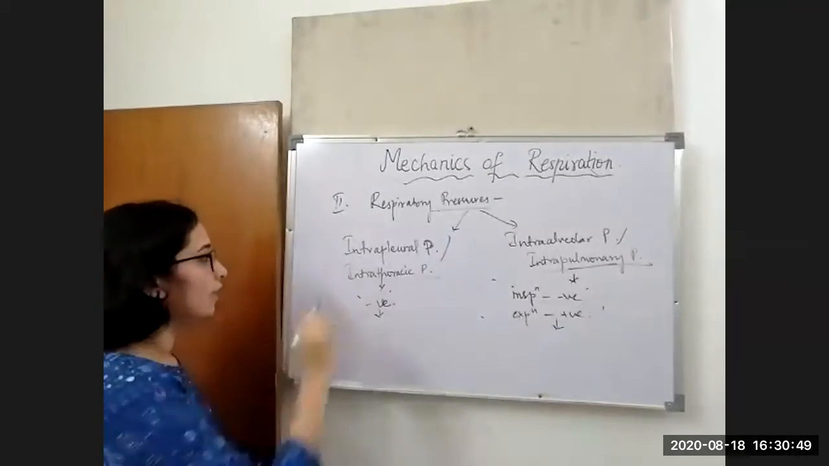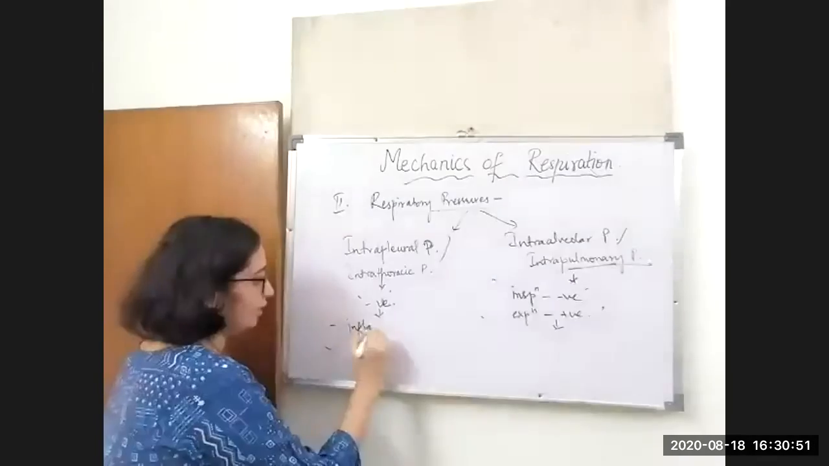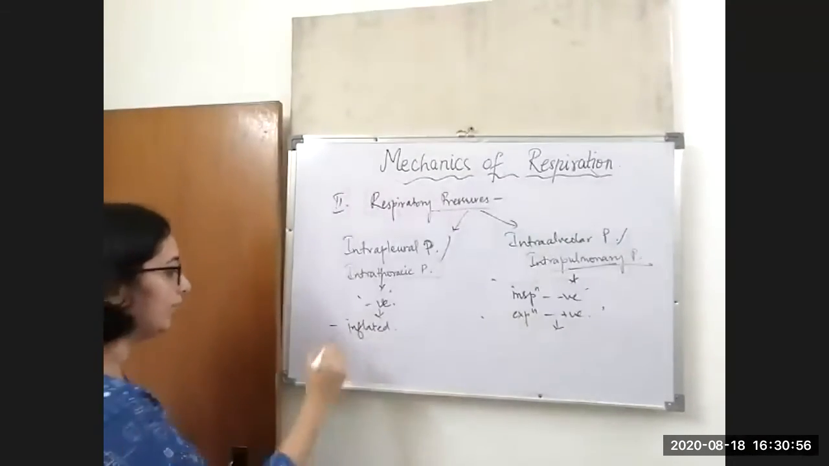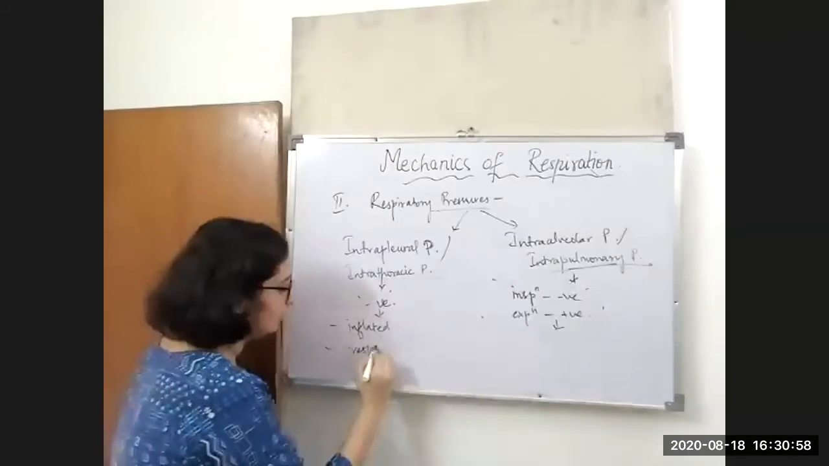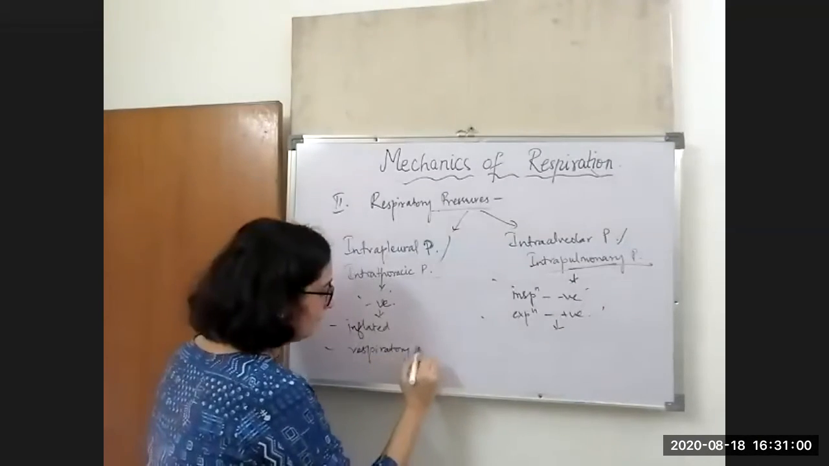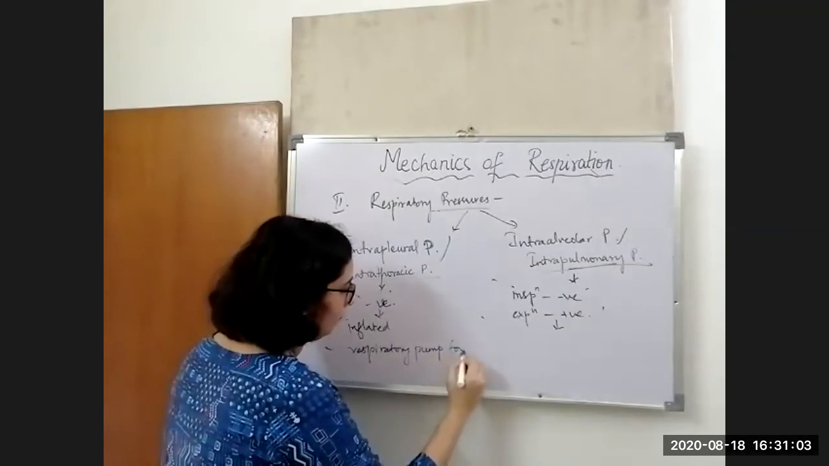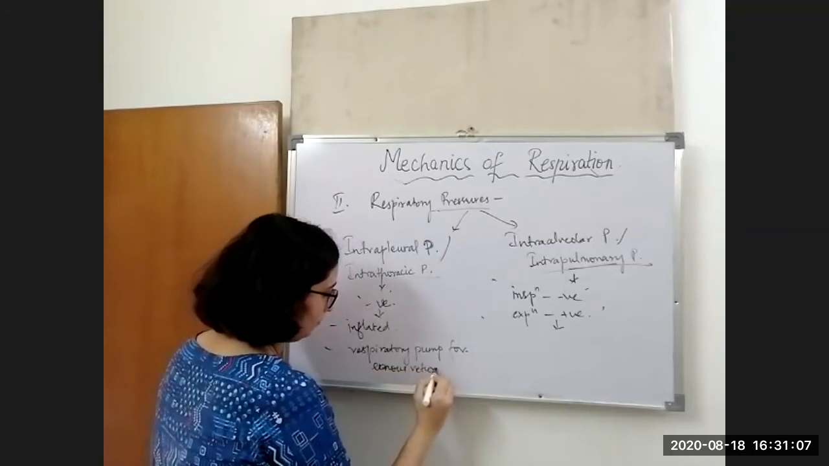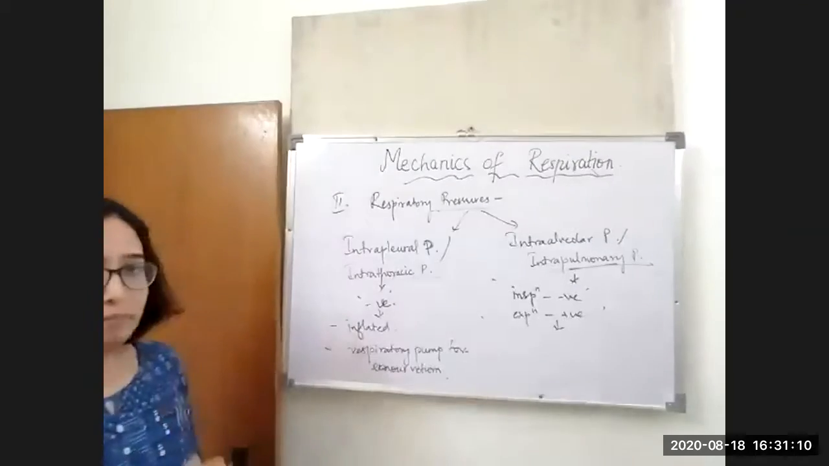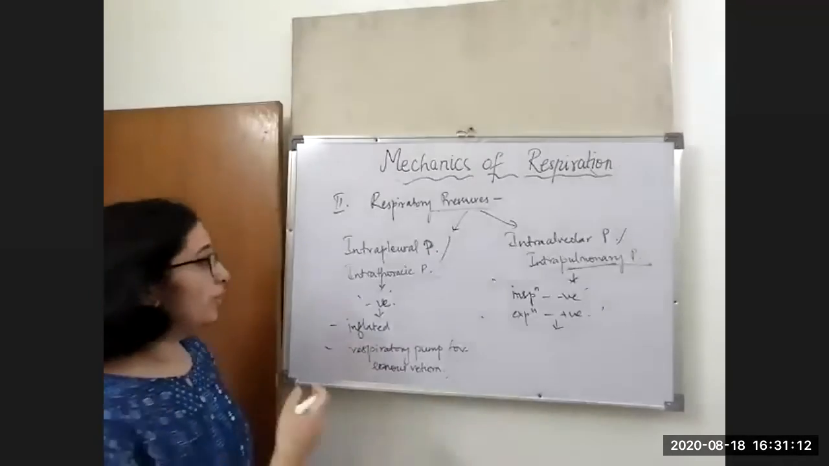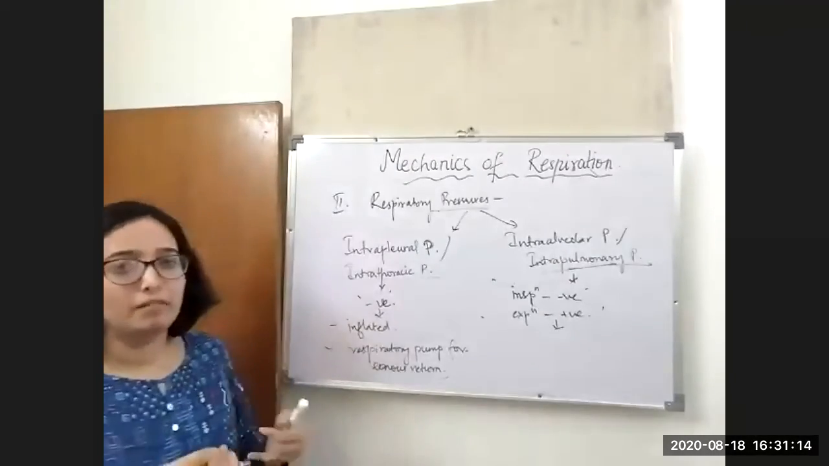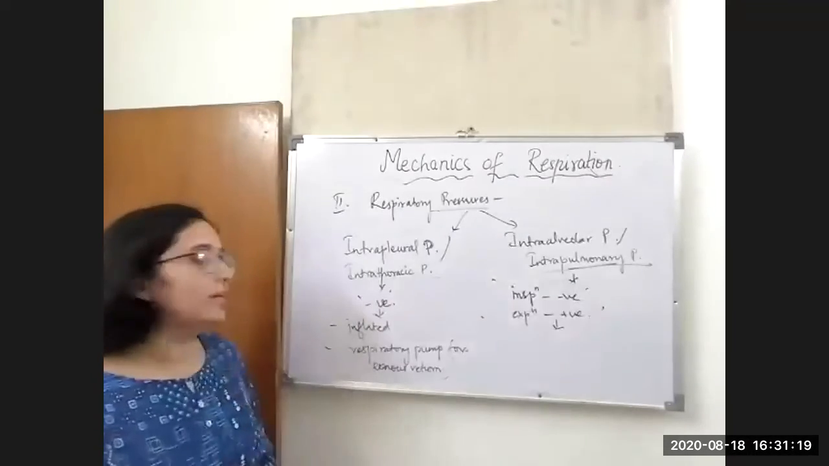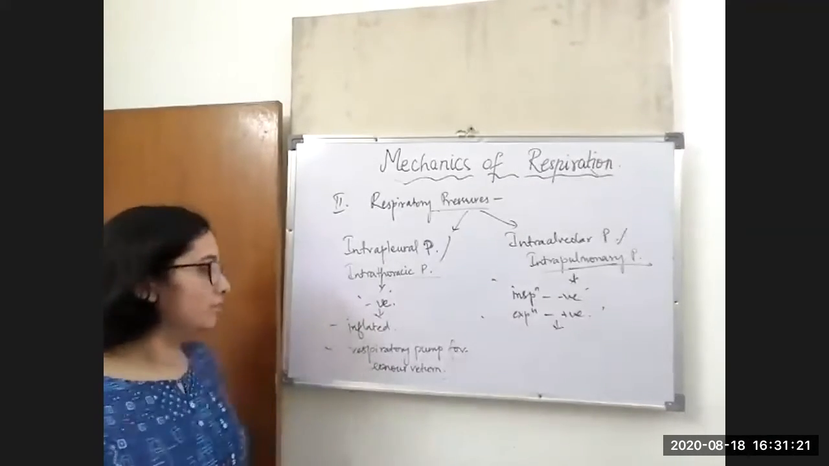So first, it helps to keep the lung inflated. Second, it is known as the respiratory pump for venous return. Why? Because it pulls the venous blood from the lower parts of the body and pumps it to the heart. That's why it is known as a respiratory pump for venous return.